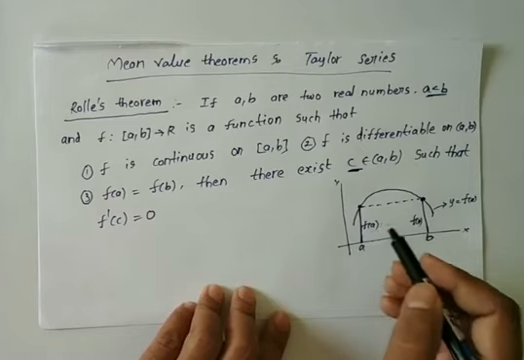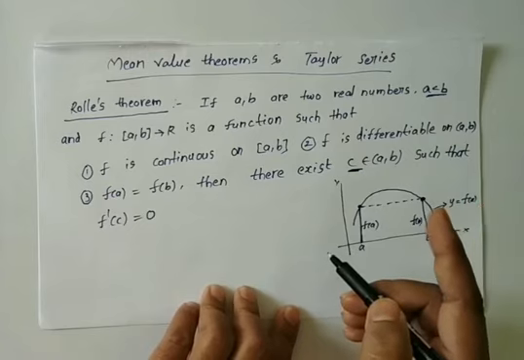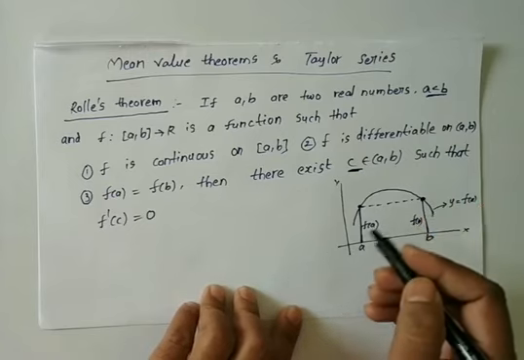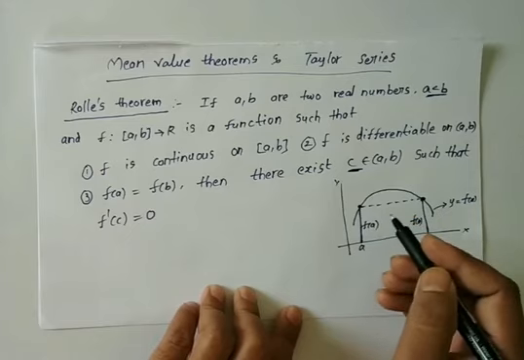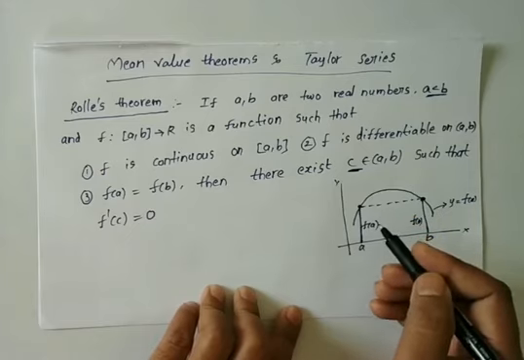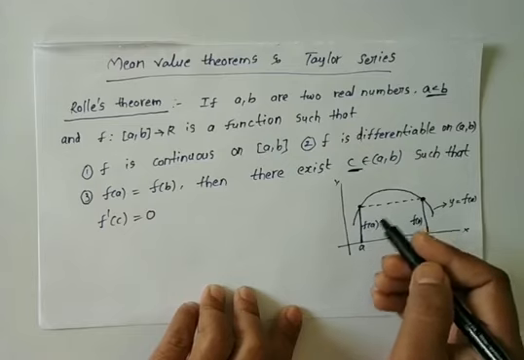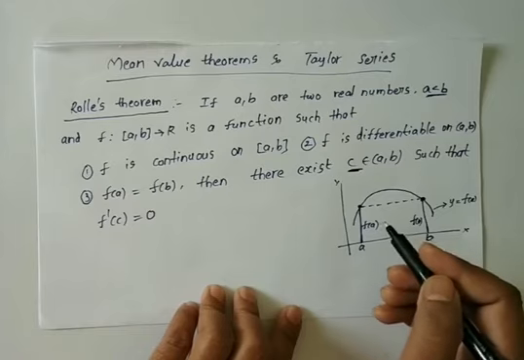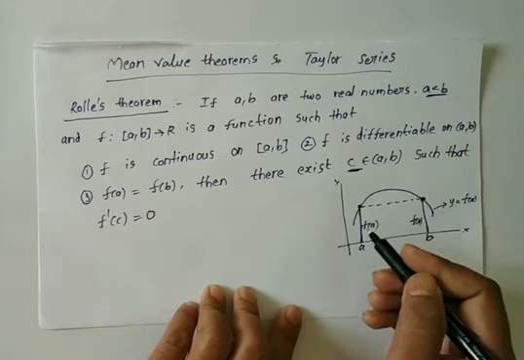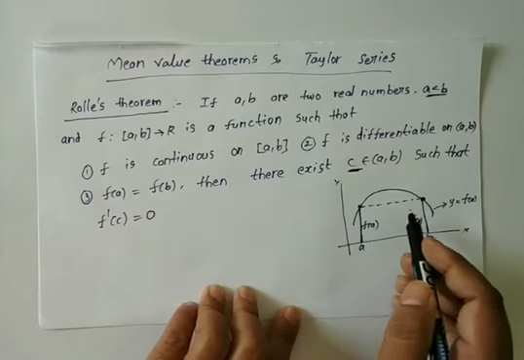So then there will be at least one c where f dash c is going to be 0. Whenever you are saying f dash c is 0, here f dash c is equal to 0 means the slope of the tangent is 0. Okay, once again I will explain, no problem.